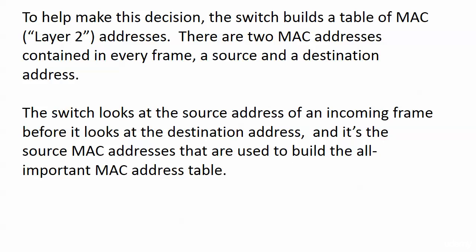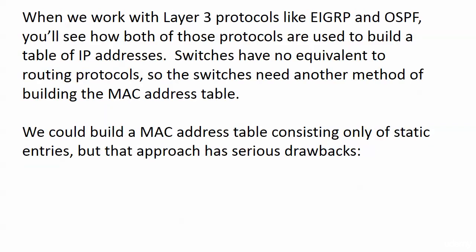But to help make this decision, the switch builds a table of MAC addresses, those layer 2 addresses. And as we know, there are two MAC addresses contained in every frame, a source address and a destination address. Now, you might think the switch would look at the destination address first, but actually, the switch looks at the source address of an incoming frame first, before it even considers the destination. And it's the source MAC addresses that are used to build that all-important MAC address table.